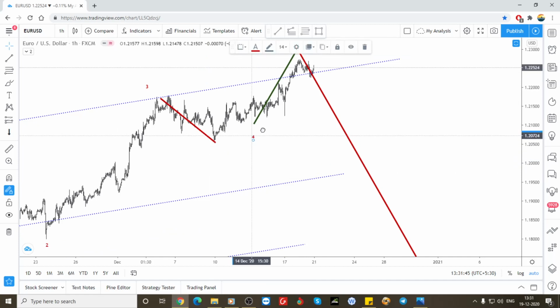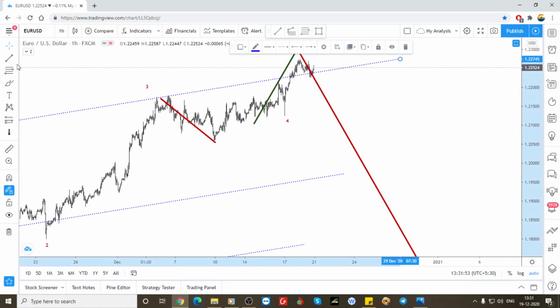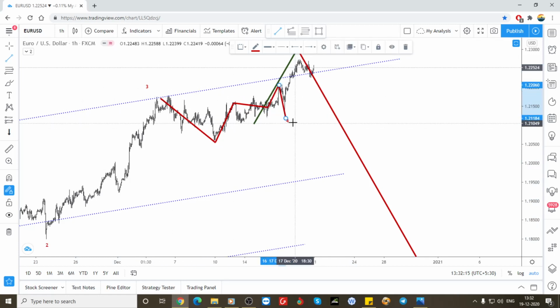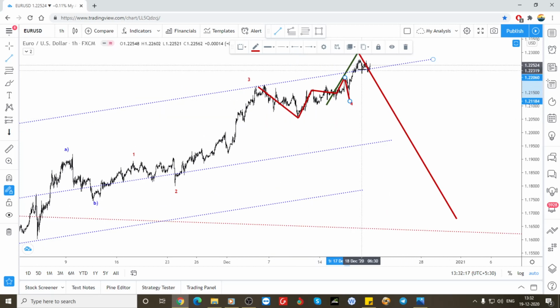If this is the end of the fourth wave, because ABC is a B, A, B, and C. So this could also be a... Yeah, A. This is a B, C, and then this is a C. So this could be a third. This could be a fourth, and the fifth is ended, means A is there.